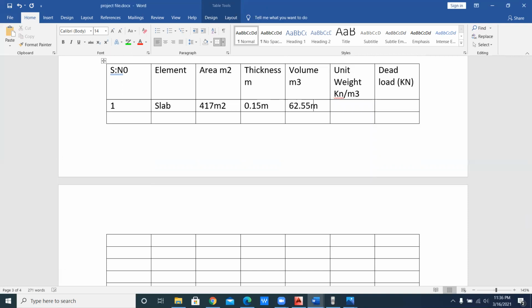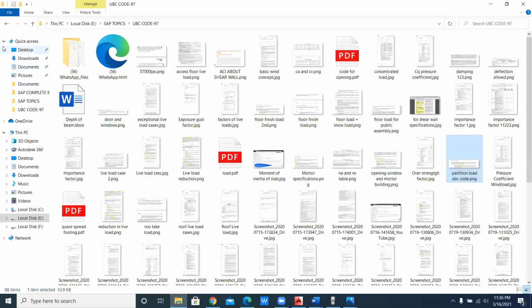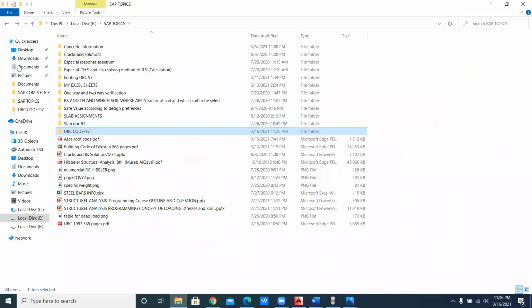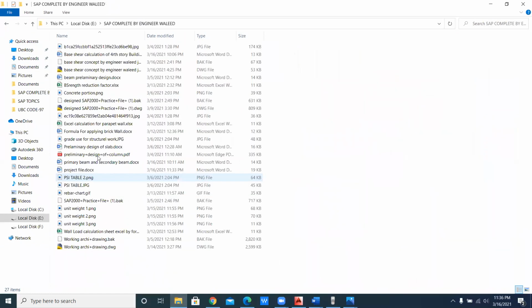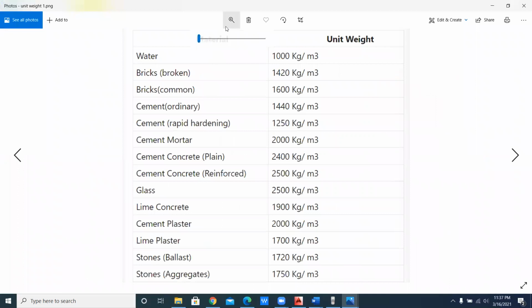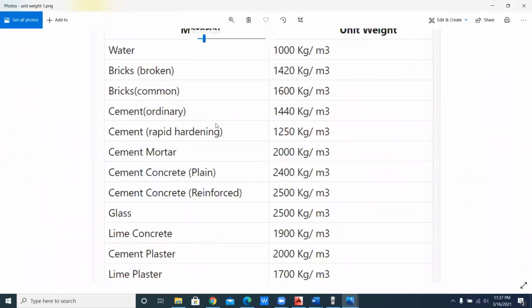This one is meter and this one is meter cube. Now the other thing is your unit weight, what kind of unit weight you are going to apply here. So for the unit weight, you come back here and open this, and set complete by. You will find here PCS unit weight one. Okay, this one. So first of all, this is your open unit weight brick.